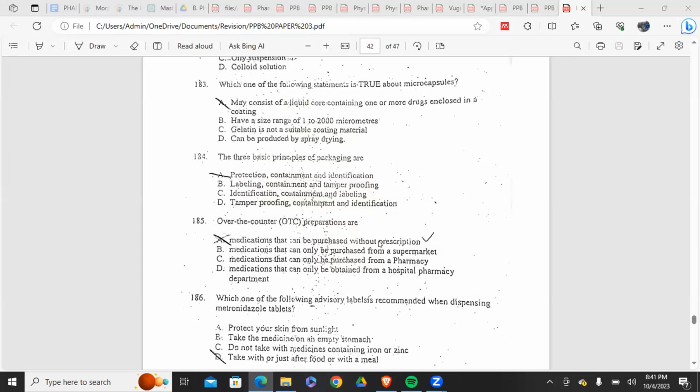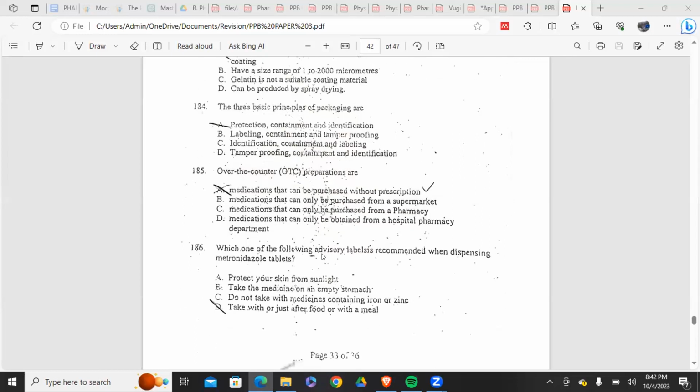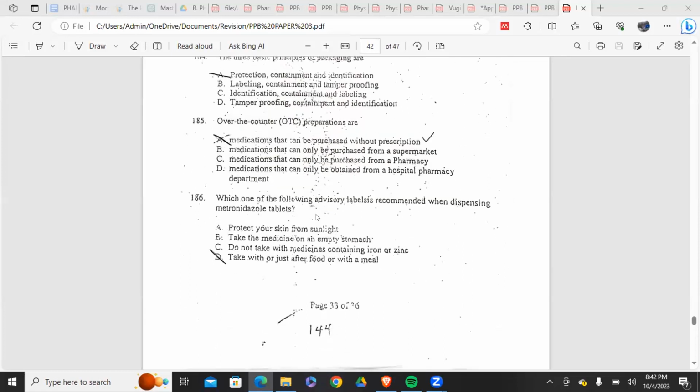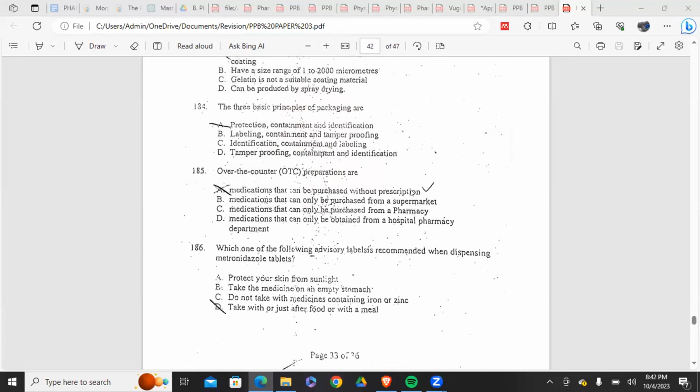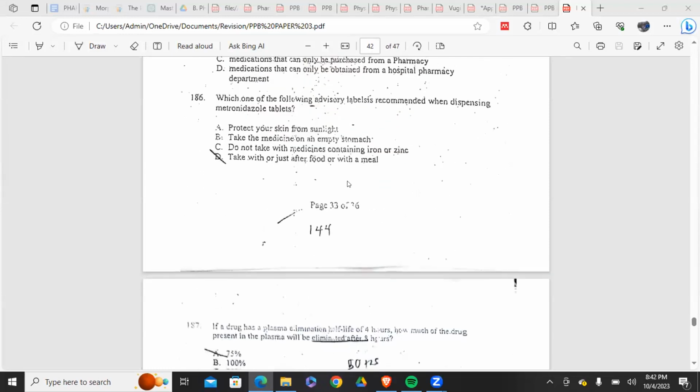OTC preparations are medications that can be purchased without prescription. Medications that can only be purchased from a supermarket. Medications that can only be purchased. We have agreed on OTC. Yes. We agree.